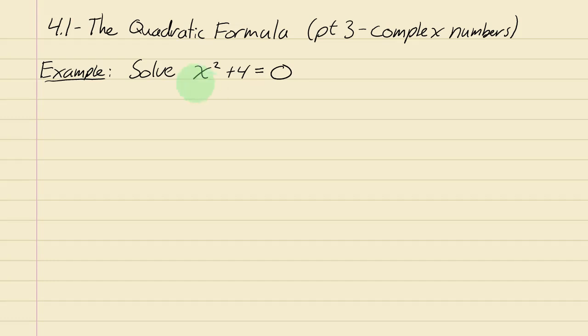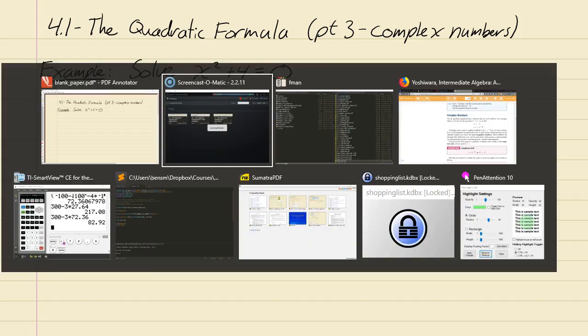So here's an example of where complex numbers come into play. If you have this equation, x squared plus 4 equals 0, you could try to solve this a few different ways. You could try to factor it, but you'll find that you can't factor x squared plus 4. You could use the quadratic formula, and I'll do that in a second. But before we do that, I want to try to solve it by graphing.